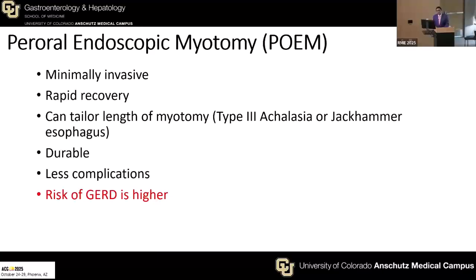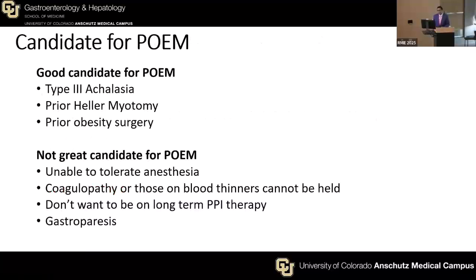POEM, as we've already kind of understood by now, is minimally invasive. The benefits are it's a rapid recovery. These patients go home the next day, or at a lot of institutions even the same day. It allows you the ability to tailor the length of myotomy, which is really helpful in type 3 achalasia. You can tailor it according to the spastic segment or jackhammer esophagus. It's durable. The serious adverse events are lower, but the risk of reflux is there. The risk of clinically significant reflux where patients need another endoscopic or surgical intervention may be low, but it's a really important thing to talk about with the patient.